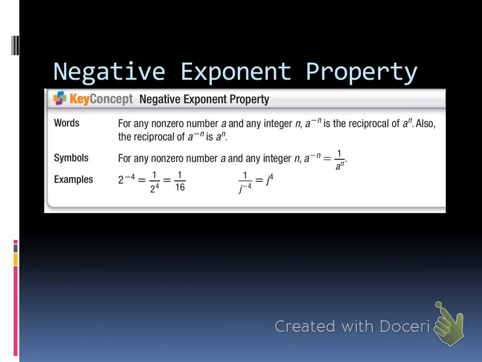Basically in words, for any non-zero number, any integer n, a to the negative n is the reciprocal of a to the n. Also the reciprocal of a to the negative n is a to the n. That's confusing. What you need to write is those two. Write those two down.